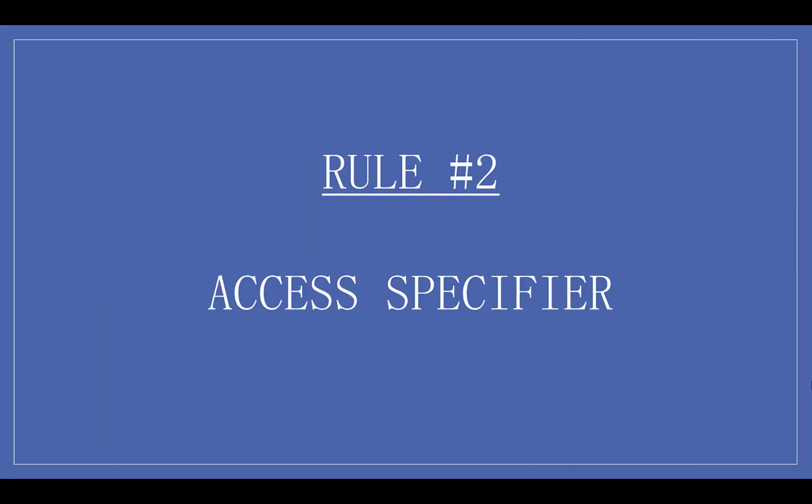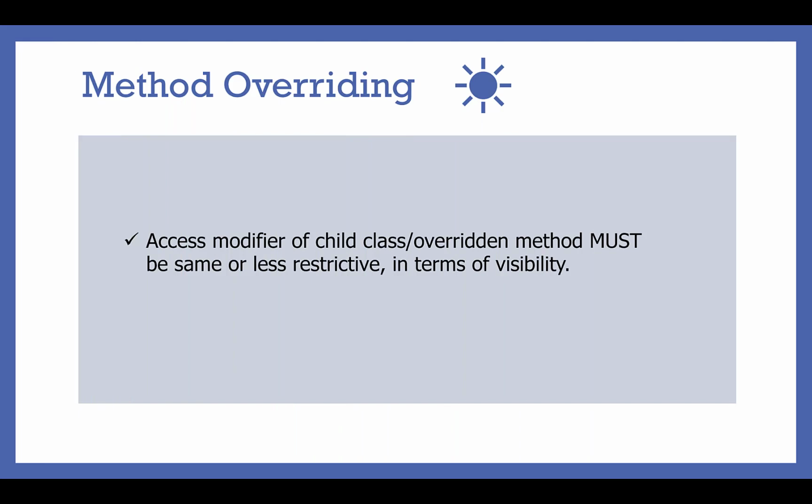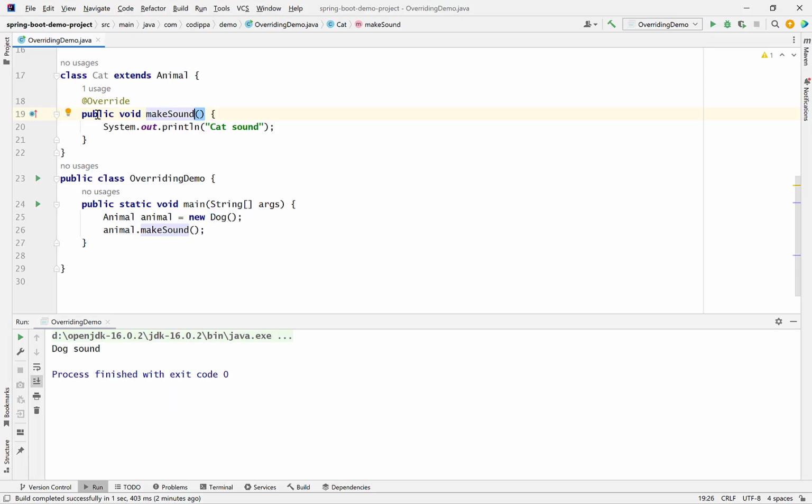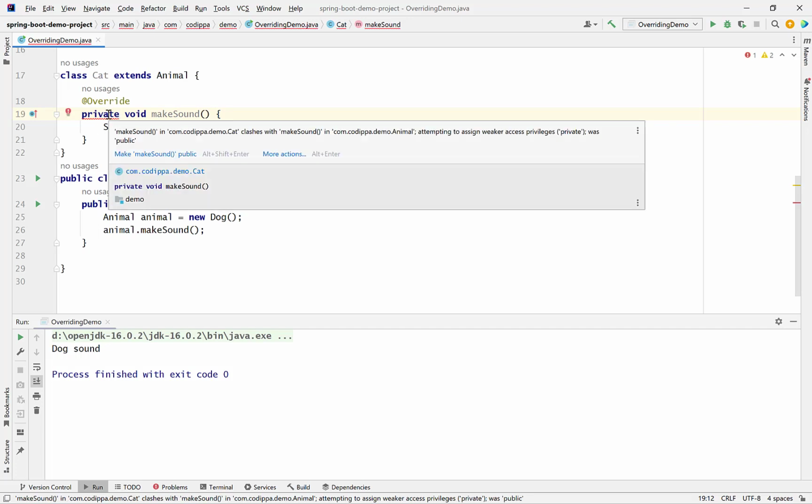The second rule of method overriding is that the access modifier of the method in the subclass cannot be more restrictive than the access modifier of the method in the superclass. For example, if the method in the superclass is declared as public, it cannot be declared as private or protected, since these are more restrictive than public. This will be a compiler error.